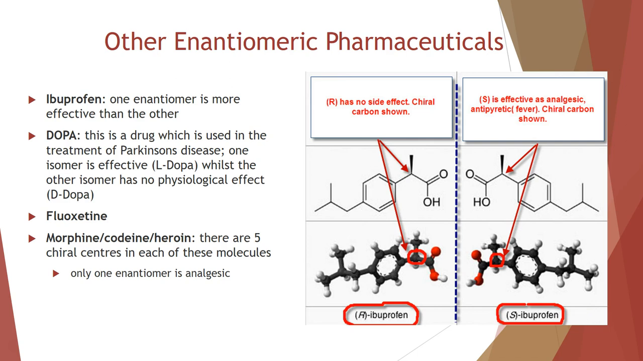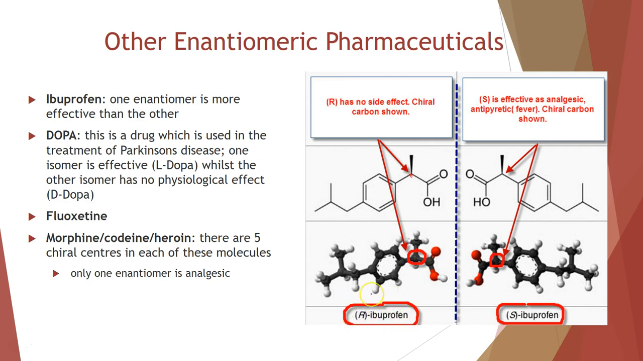There are a number of other enantiomeric pharmaceuticals, ibuprofen, Nurofen being one of them, where one enantiomer in this case is more effective than the other. The other one doesn't have as strong a pain reducing effect. That is on this chiral carbon here, where we can see again they're flipped around in a mirror image. This one is up, and this ring system is coming off here.